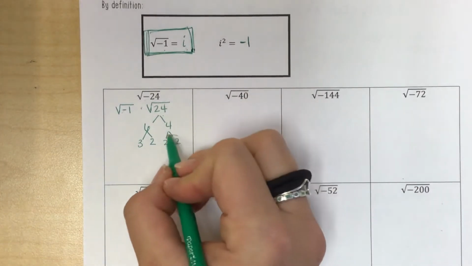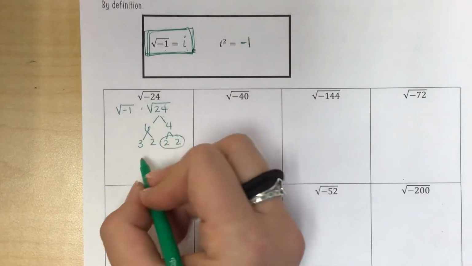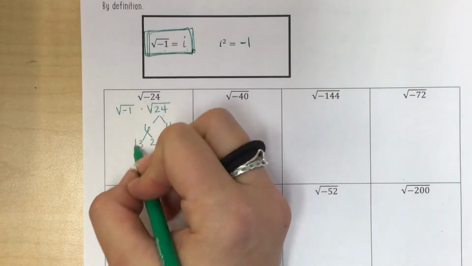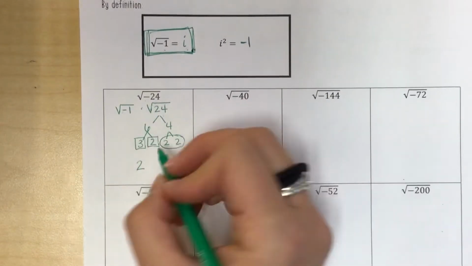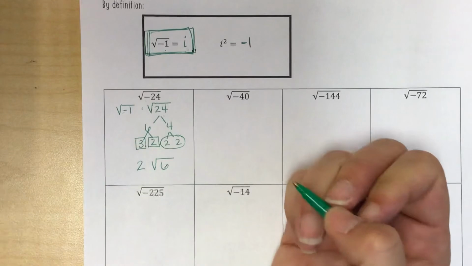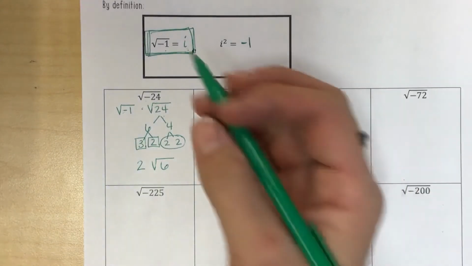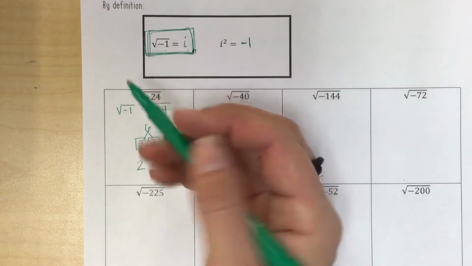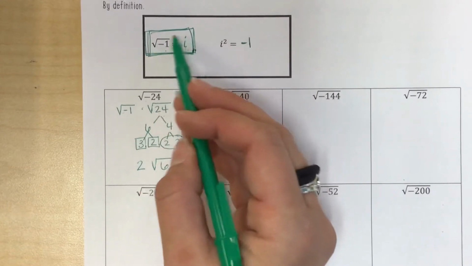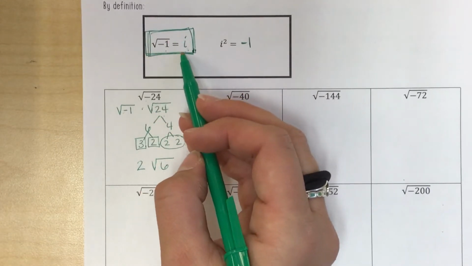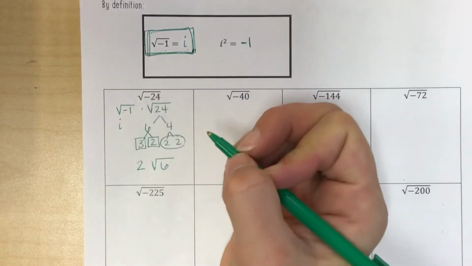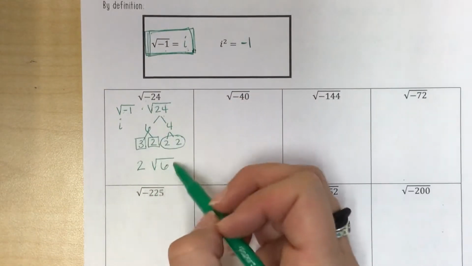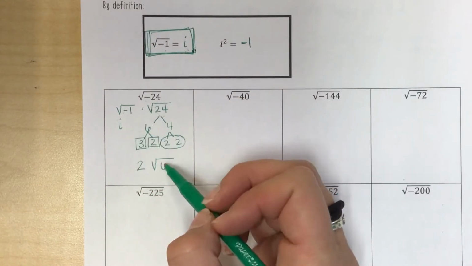So then we look at our pairs. We have a pair of 2, so that goes out front. I have a 3 left over and a 2 left over, so I multiply those together and I get 6. Now I'm going to look at this piece, the square root of negative 1. By definition, the square root of negative 1 is i, so this right here is i. So I'm going to put this with my solution of square root of 24.